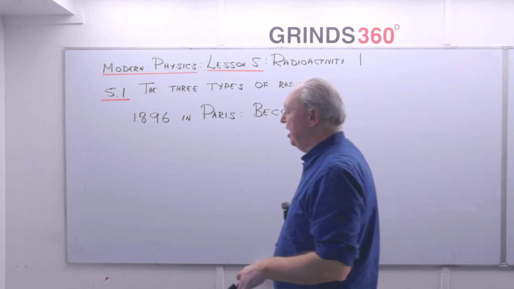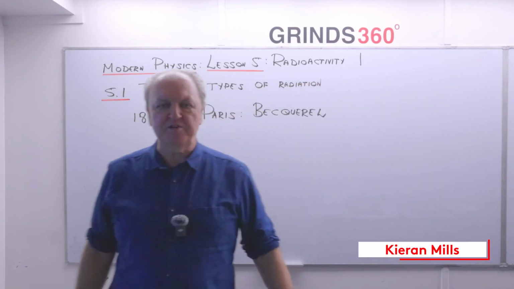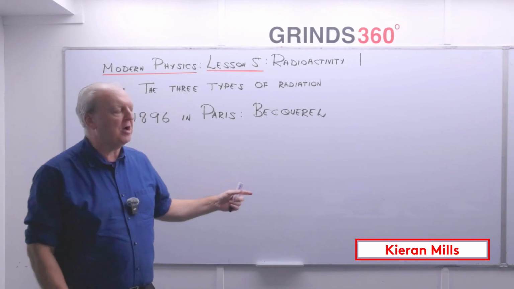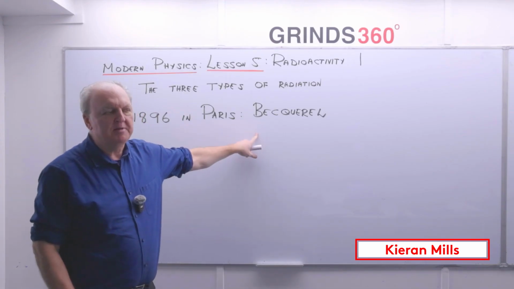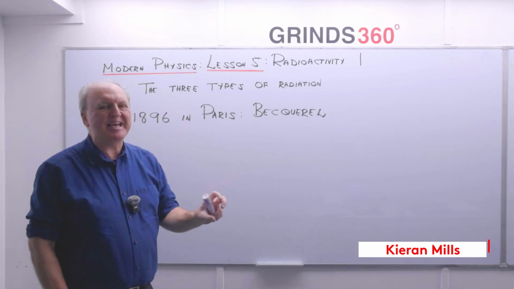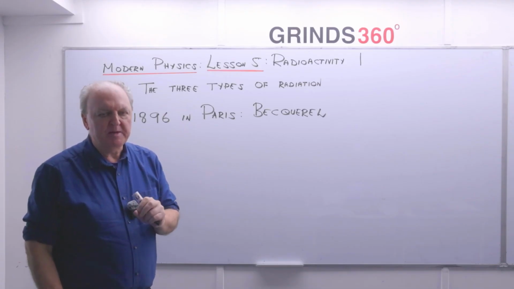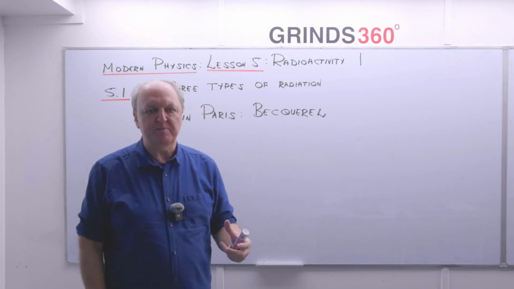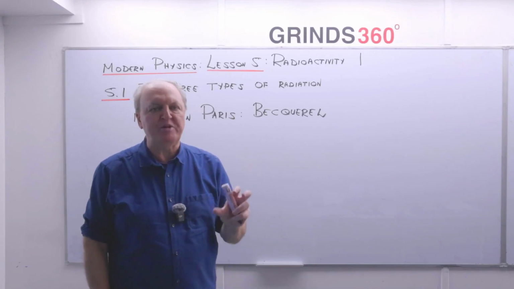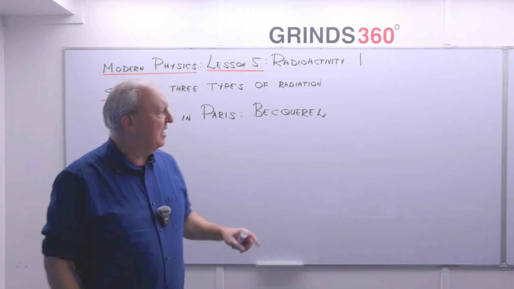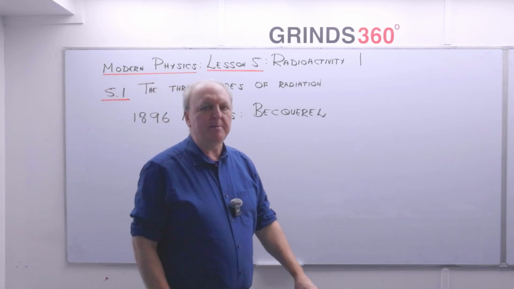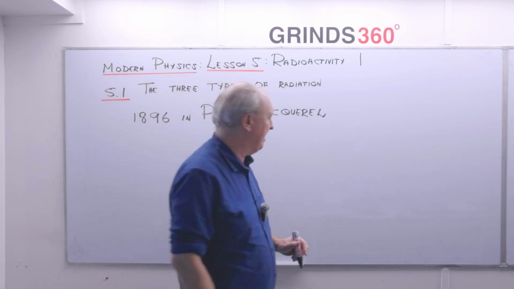The story starts in 1896. We have this famous scientist working in Paris called Henri Becquerel. And Becquerel accidentally made this discovery. Becquerel was playing around with some uranium salts. They contain large amounts of uranium. And when he was leaving the office one weekend, he took some uranium and he wrapped it in photographic paper.